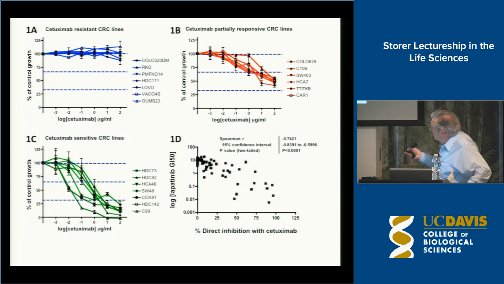And this shows that the results you get with the antibody and with this low molecular weight dual inhibitor are very highly correlated, because that's the direct inhibition with cetuximab, and that's the effect of different concentrations of lapatinib, and you get a really remarkably good correlation.